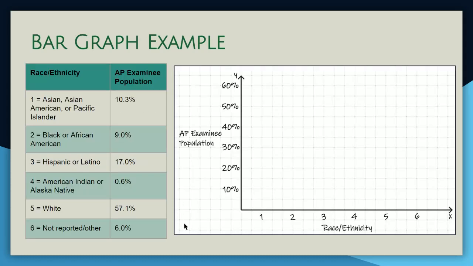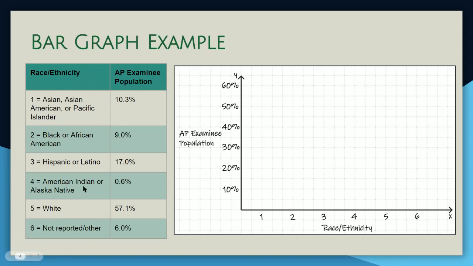So I did this one by hand. You can see I have my two axes. I have the categorical data on the x, race and ethnicity, and you'll notice that I used the numbers that we assigned in the table for my axis labels just for simplicity. It's safe to do that as long as you have a key somewhere. In this example, my data table is right next to my graph, so the key is very clear.